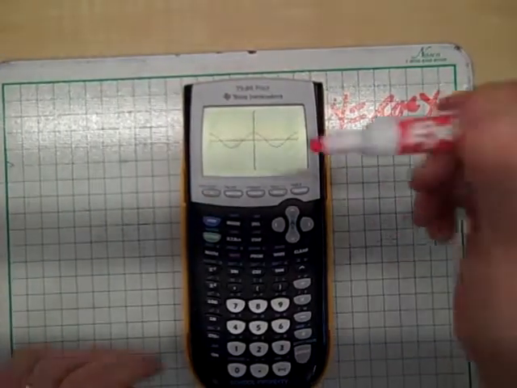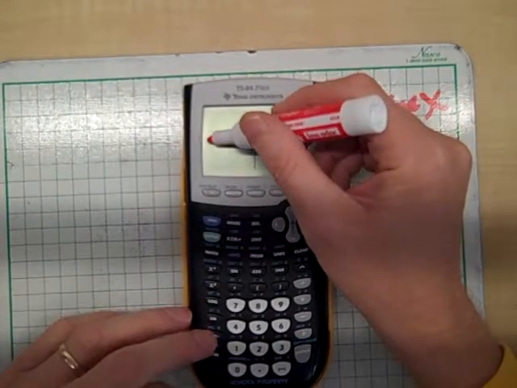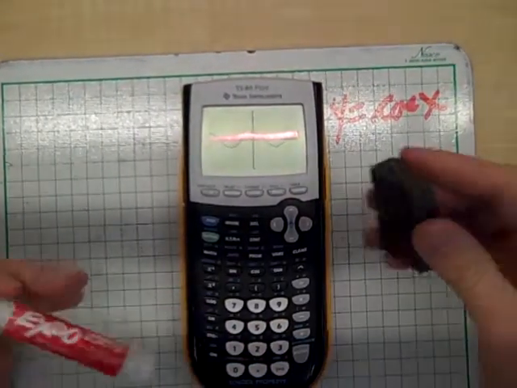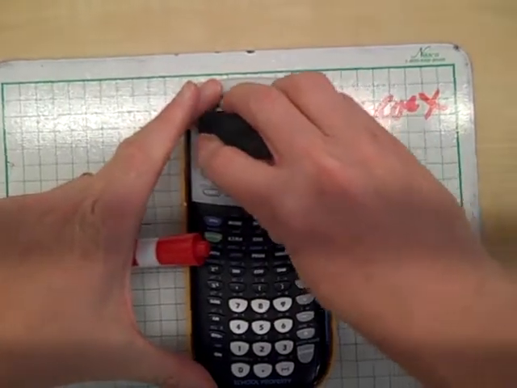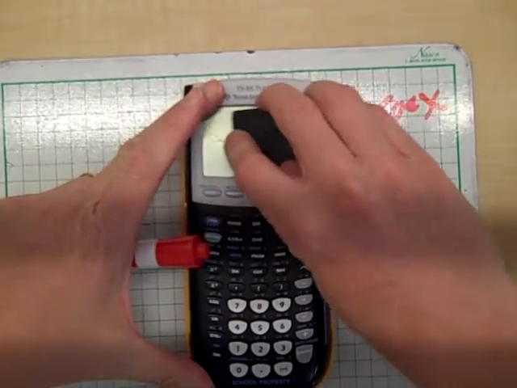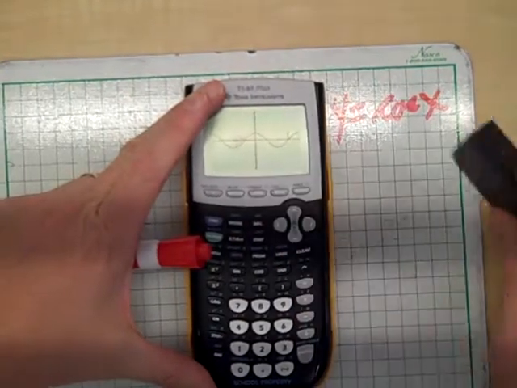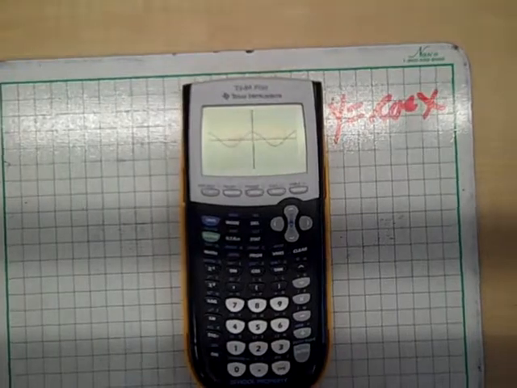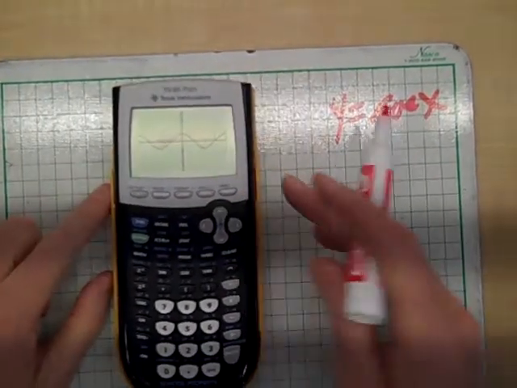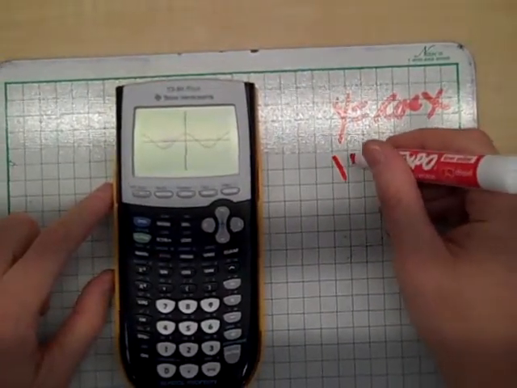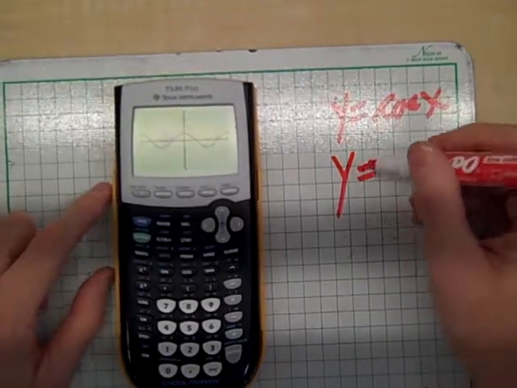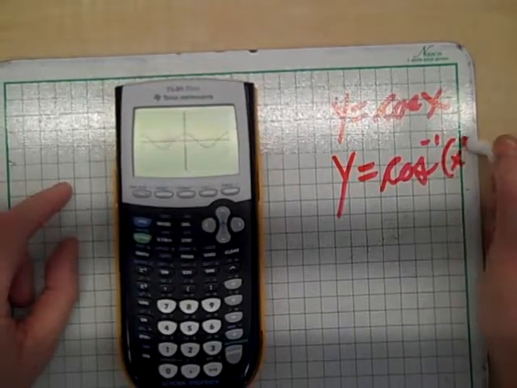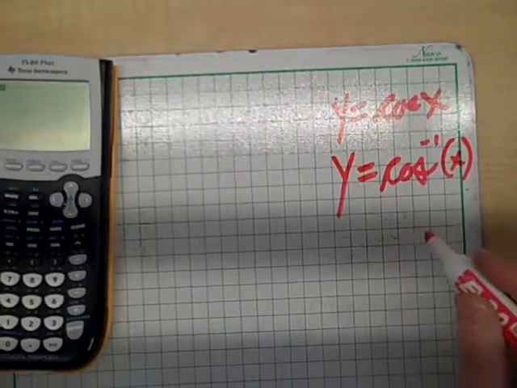But if a horizontal line were drawn, well, you can look at the x-axis there, you can see that it'll hit multiple places. So the inverse of y equals cosine of x is not a function. Well, the inverse function, if you'll recall, is y equals the inverse cosine of x.